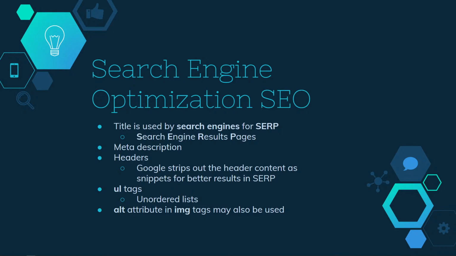So Google has a very specific algorithm on how they do this, but all search engines do something very similar. Google has their secret recipe. Everybody else has their own recipes, okay? And the alt attribute in image tags may also be used. We'll talk about what the alt tag does in images.